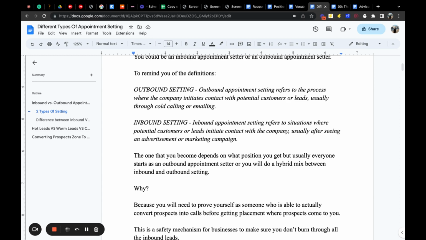and you will be responsible for converting people who replied to those outbound openers and messages onto meetings. But usually everyone starts as an outbound appointment setter, or you will do a hybrid mix between inbound and outbound setting when you start or when you become an appointment setter.